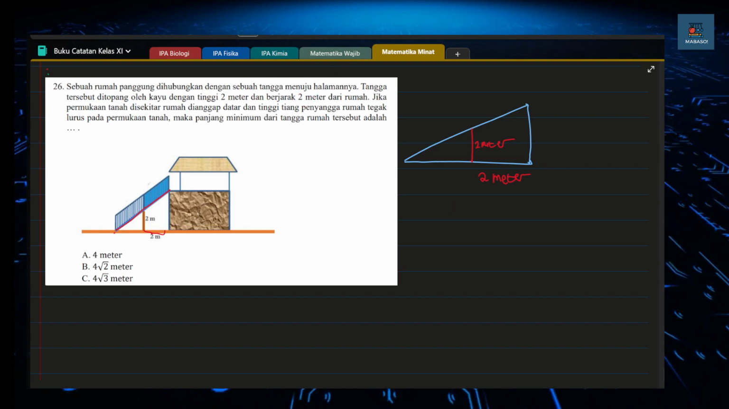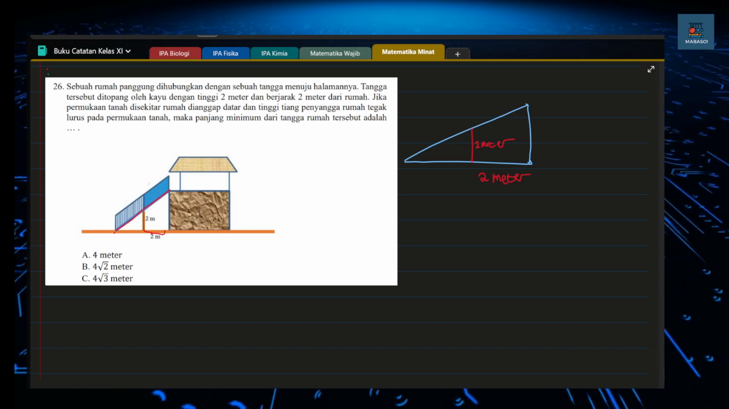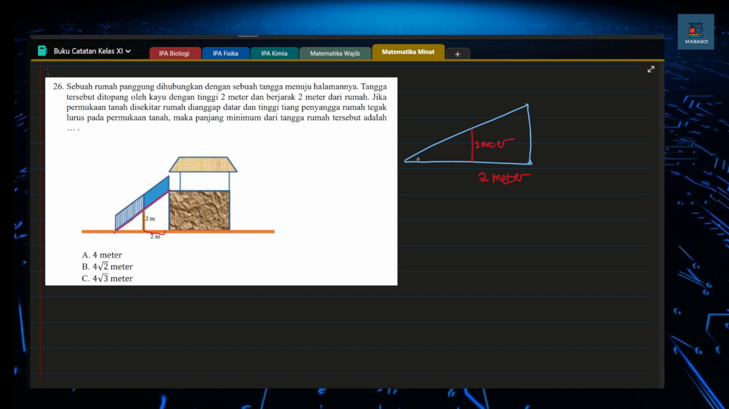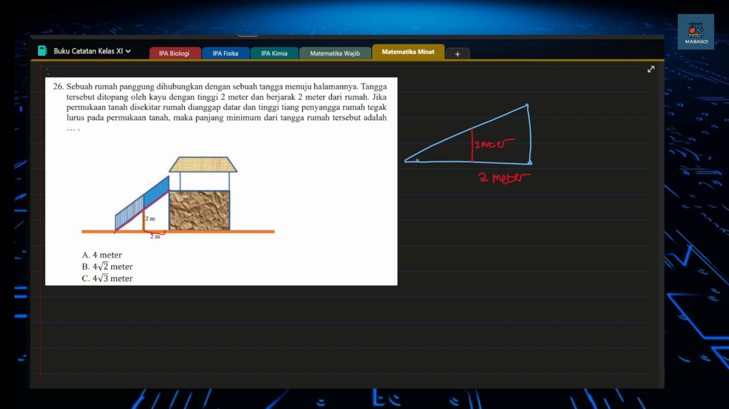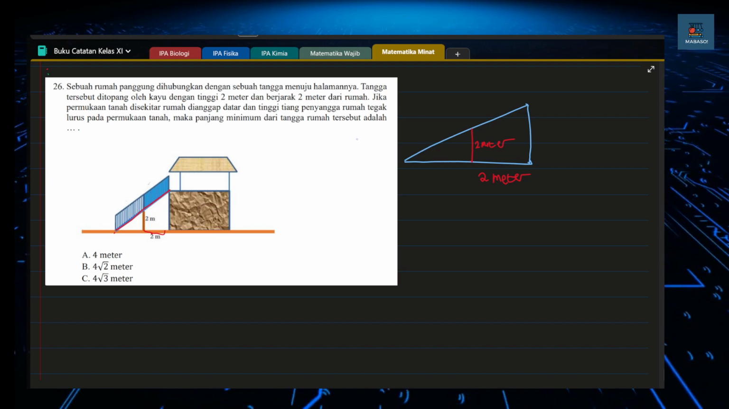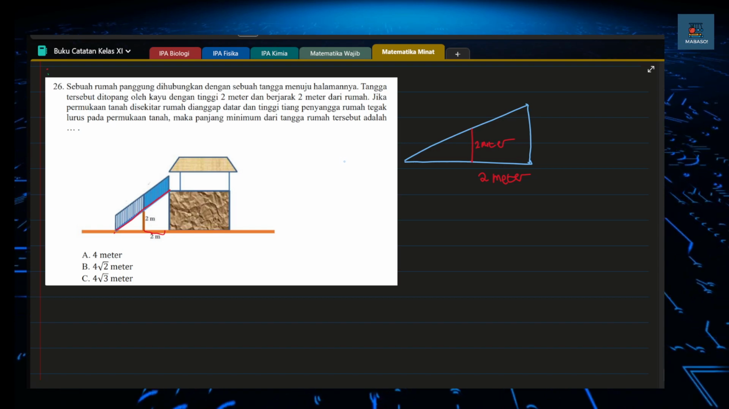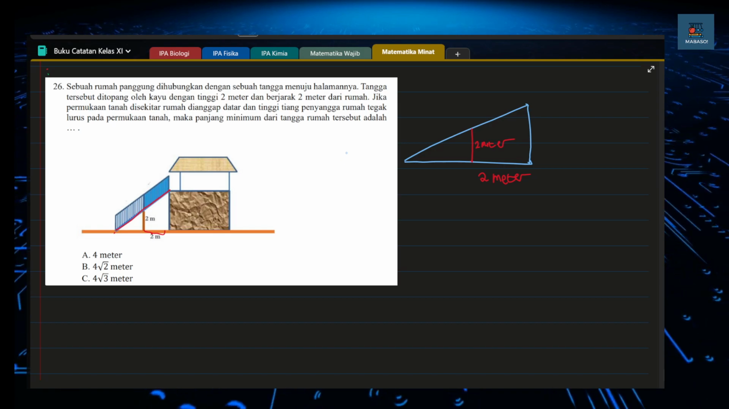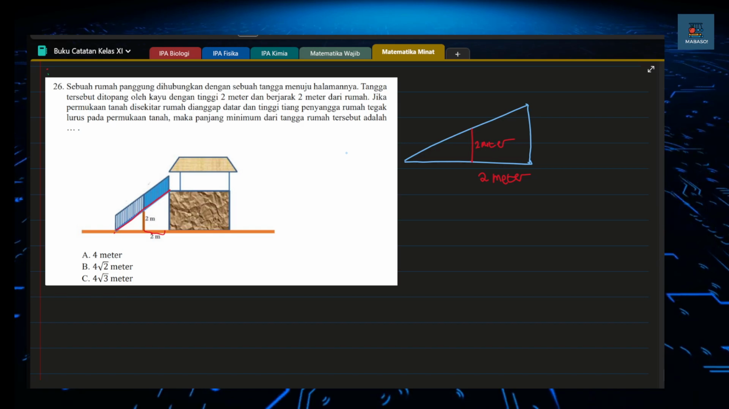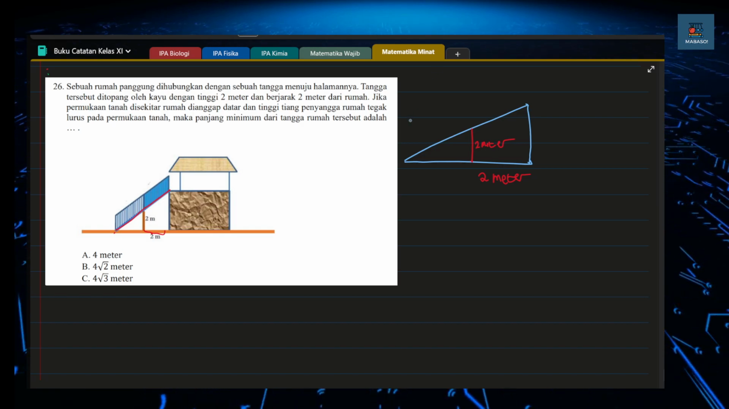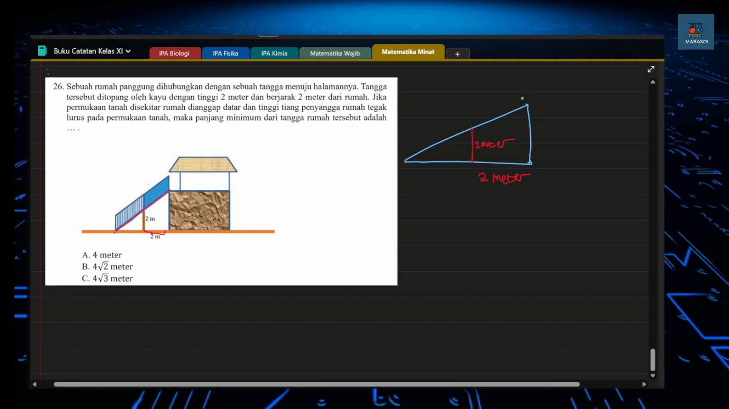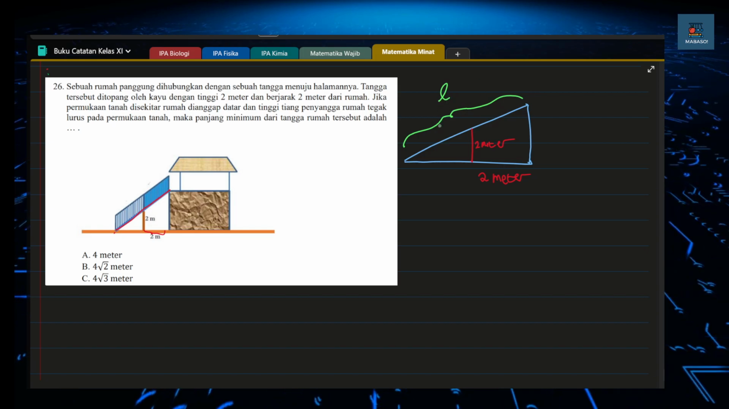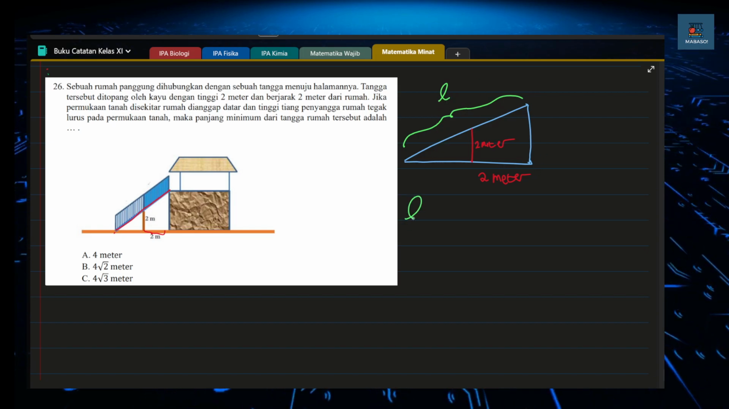We are being asked for the minimum value of the length of the ladder. Of course, the first thing that we need to solve is the function that describes the length of this ladder, because we have to find its minimum length. So we have to know the function first, right? These are the lengths, so let's call it L.